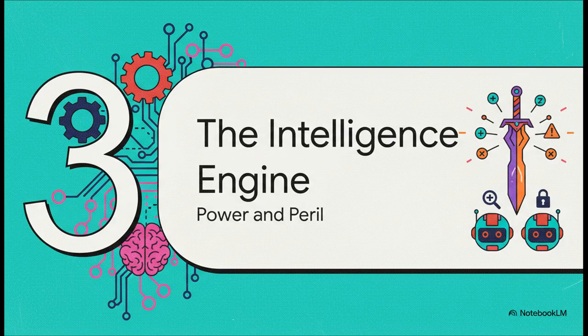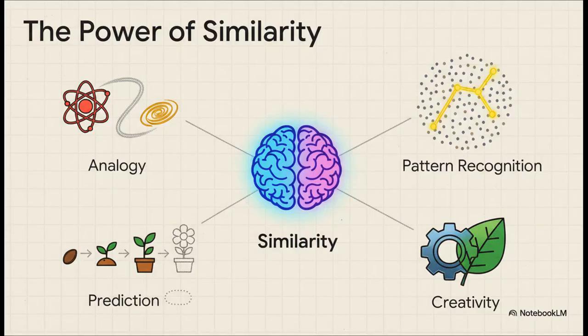But it's also where the real peril comes in. This is truly the double-edged sword of thinking in similarities. It's what makes AI so intelligent, but also so dangerous. So first, let's talk about the incredible power this gives it.